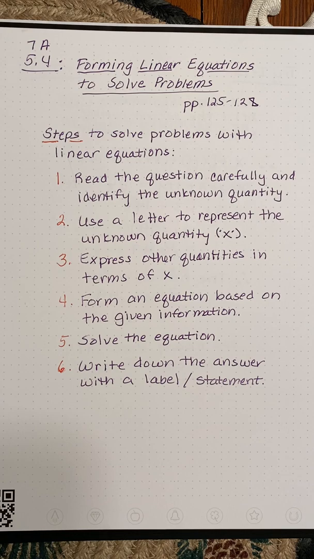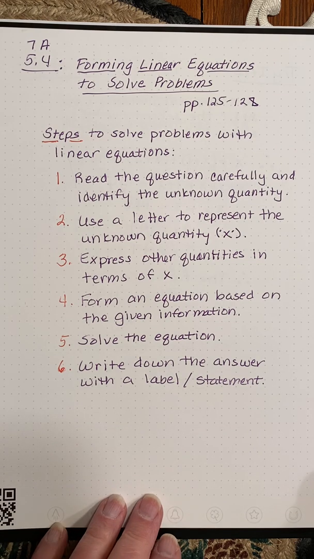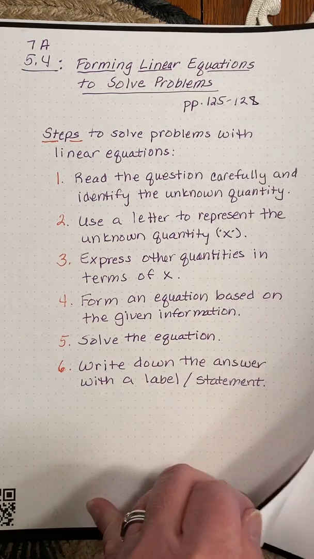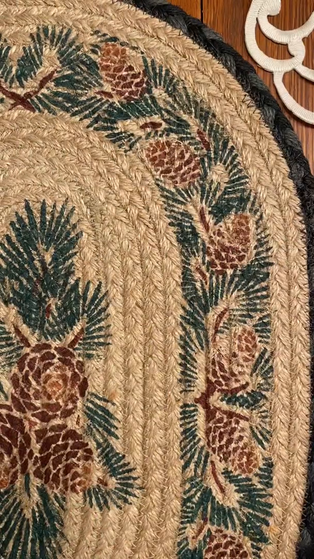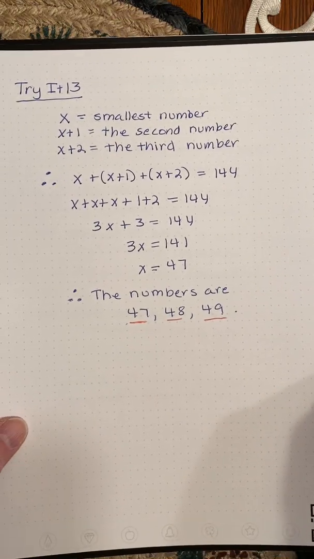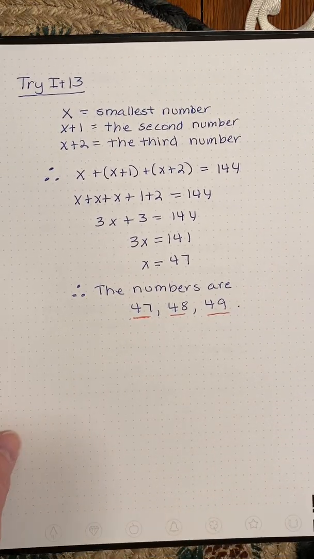Afterwards, number 4, you form an equation based on the given information. 5, of course, you would just solve that equation. You solve for x. And then number 6, write down the answer with a label or a statement, depending on the situation or how the question is asked. So let's go ahead and put all this together. Again, you can pause the video if you need to get those steps down. Those steps are important, so make sure they're all down before you go on to try it 13.